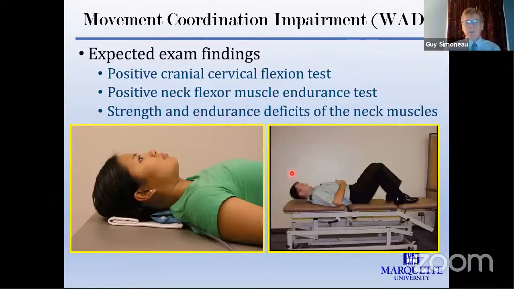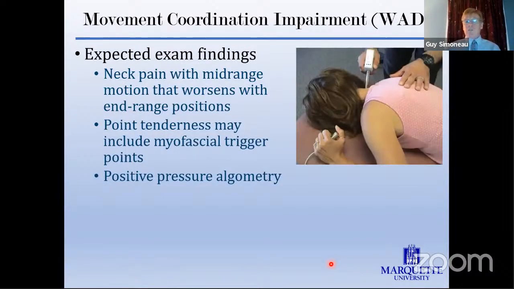In terms of examination, we often expect those people to have deficits in terms of their musculature, the deep neck flexors being one of the muscle groups that is most affected. We also expect them to have neck pain with range of motion. Oftentimes, the more severe they are, the earlier in the range. But typically they have pain from early to mid-range that gets worse as you go later into the range, indicating probably some of the soft tissue structures that may have been injured in the process of the trauma. Also, many of those individuals will have increased tenderness to palpation. So if you do pressure pain threshold as part of your evaluation, those would be elevated in terms of scores.